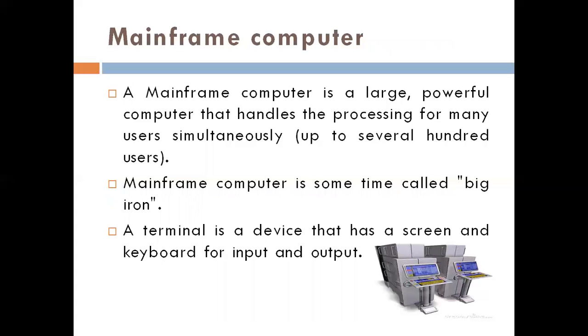Second is the mainframe computer. A mainframe computer is a large, powerful computer that handles the processing for many users simultaneously, up to several hundred users. A mainframe computer is sometimes called big iron. A terminal is a device that has a screen and keyboard for input and output. This is called a mainframe computer.